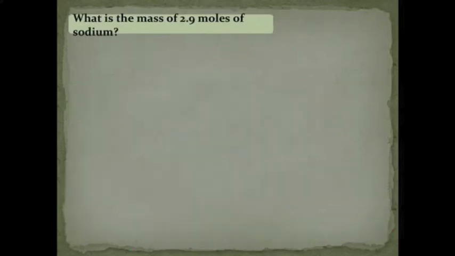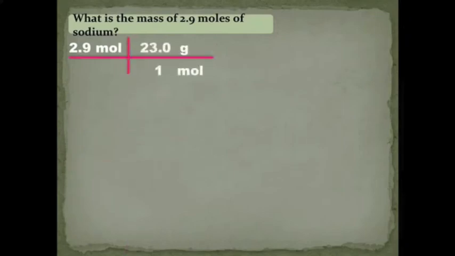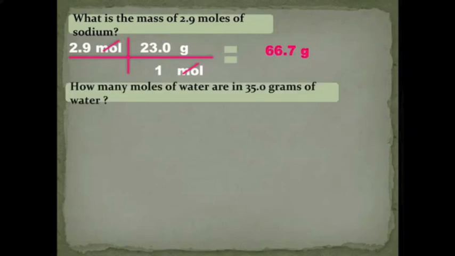Let's look at another problem. What is the mass of 2.9 moles of sodium? So I use my known. Moles goes on the bottom, and 23 is sodium on the periodic table. Those cancel out, so I'm going to get grams where I need to be. I get 66.7 grams.